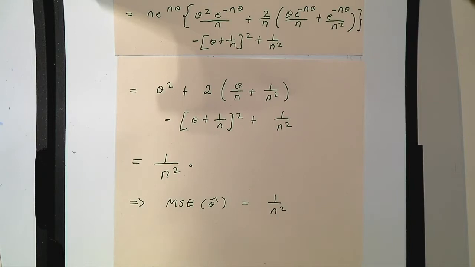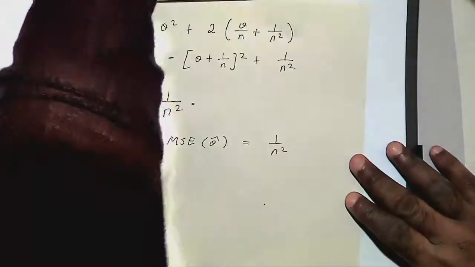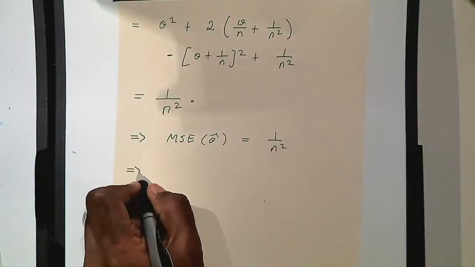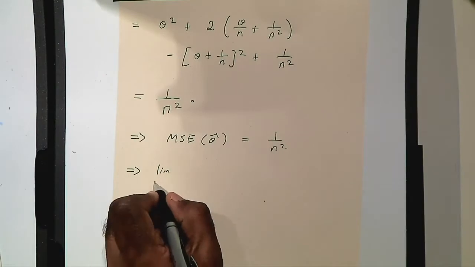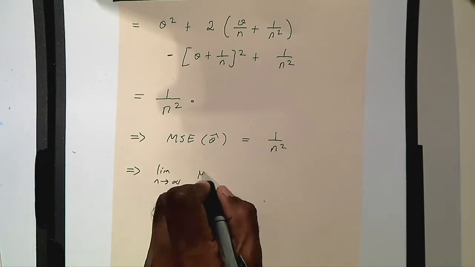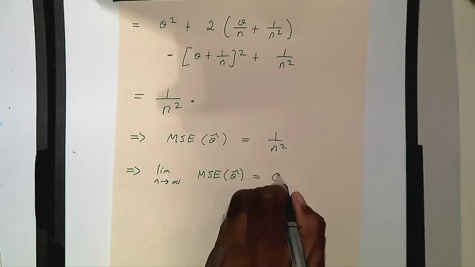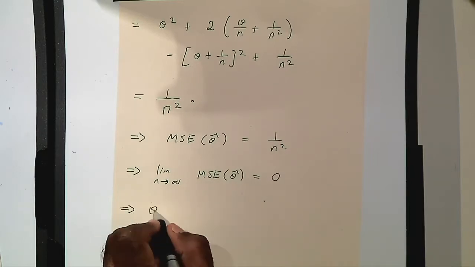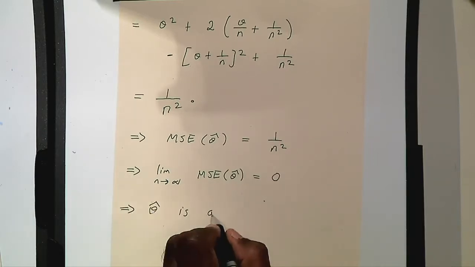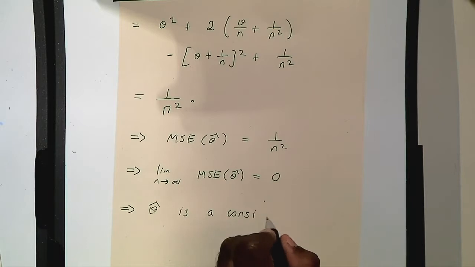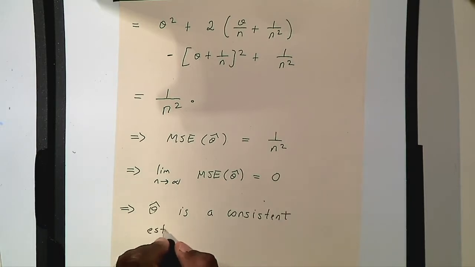Right? Now, to check consistency, we need to find the limit of the MSE, right? So the limit of the MSE as n approaches infinity is the limit of this, which is 0. So hence, theta hat is a consistent estimator of theta.